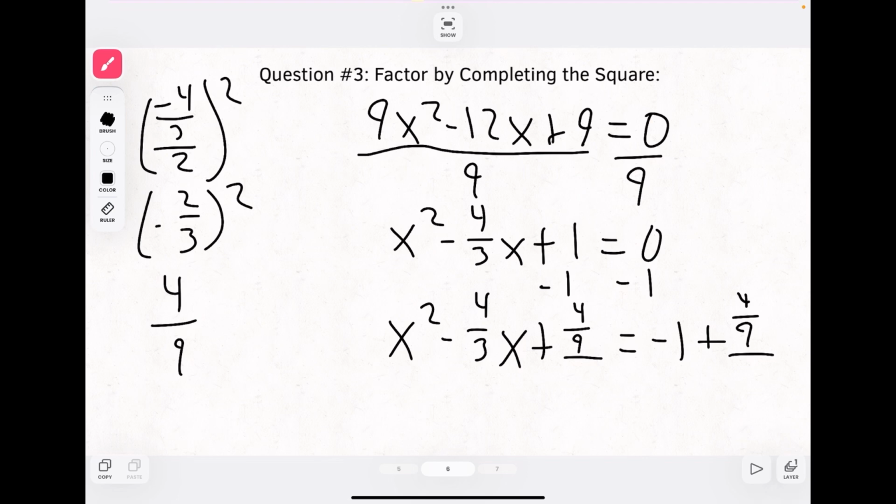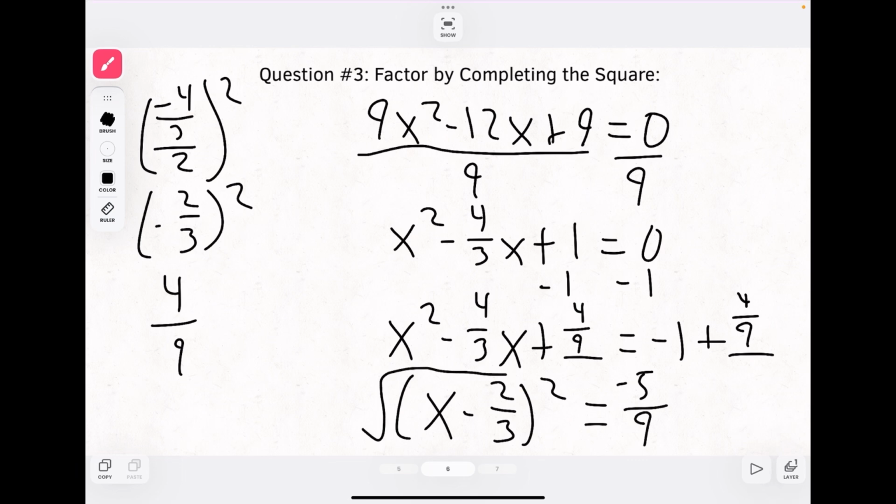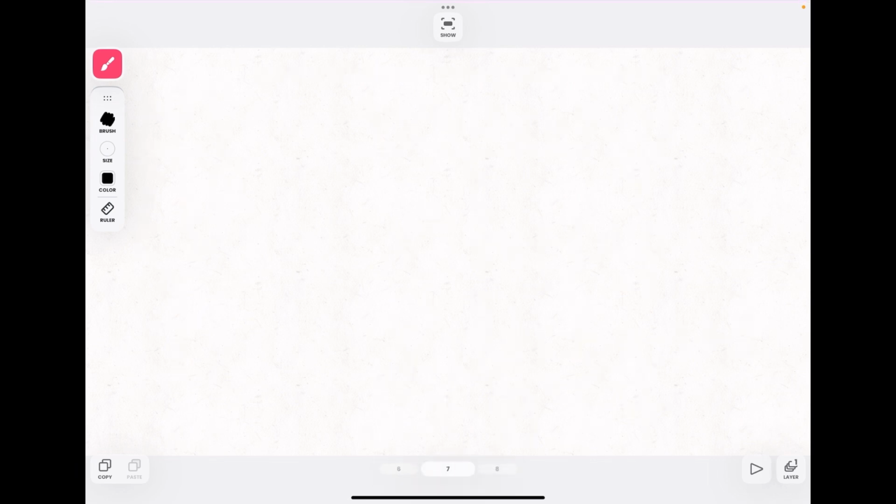So what makes completing the square nice is that you don't have to do any math at all, because you have your math over here. You already have your b divided by 2, which is equal to a negative 2/3. So we're actually going to plug that in, and we are going to simplify the right side, which negative 1 plus 4/9 is a negative 5/9. And then from here, we are going to square root each side, which I'm going to move over here.